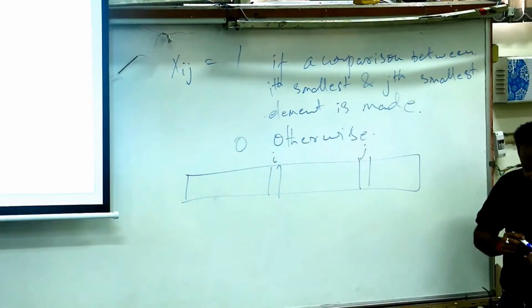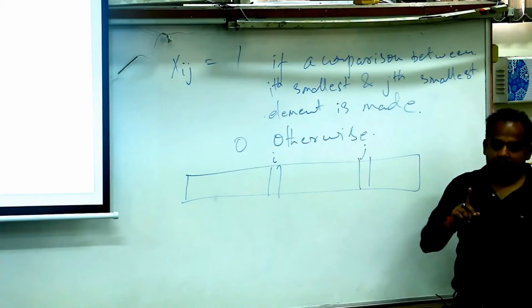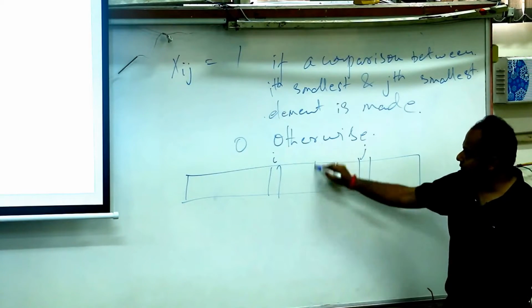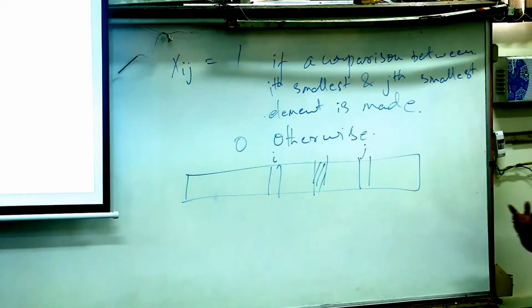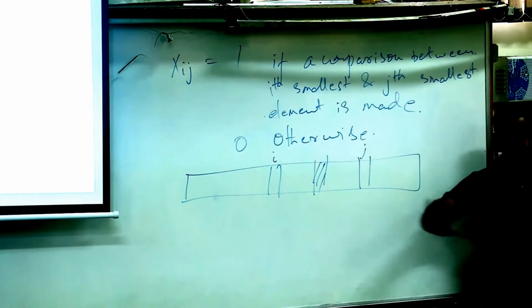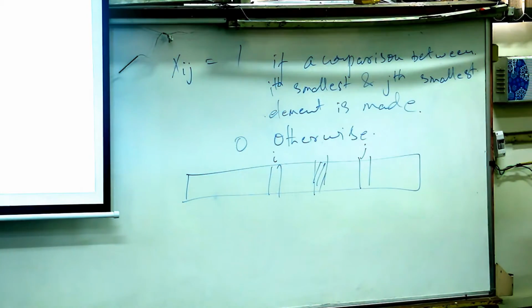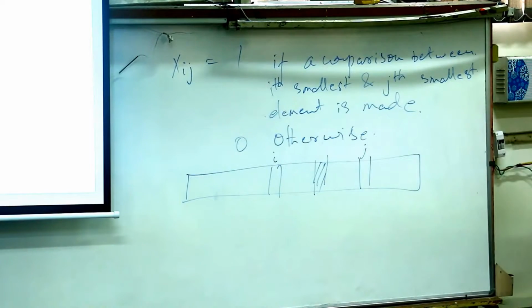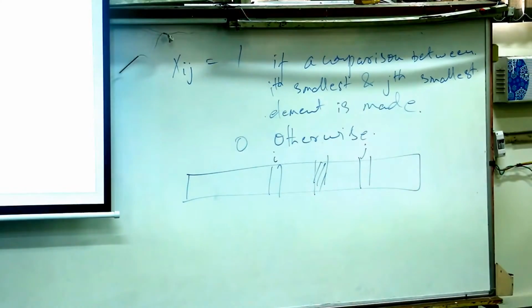Now, if I pick a pivot which is between the ith smallest and the jth smallest, suppose I pick a pivot which is this number, then is there going to be a comparison between the ith smallest and the jth smallest in the entire duration of the algorithm? No. The comparison is not going to be made. Now if you pick the ith or the jth element, is the comparison going to be made? Yes, the comparison is going to be made. If you pick any element here or here, what happens then?